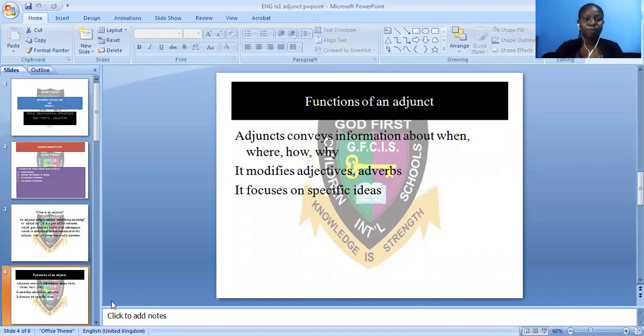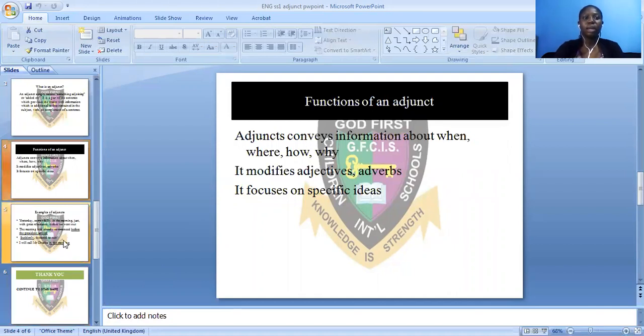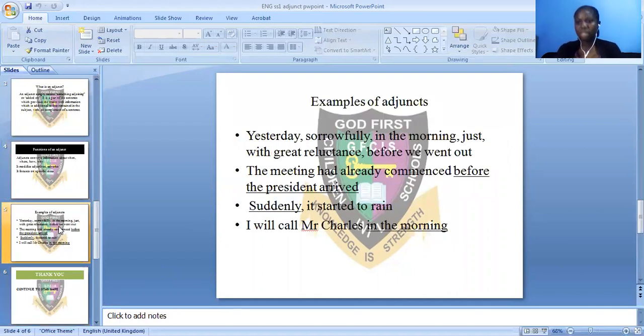All right, let's move on. Now we are moving on to examples of adjuncts. We can have adjuncts as a single word. We can have it also as a phrase. Adjuncts as single words, we have words like yesterday, sorrowfully, just, and so on. Then adjuncts as a phrase, we have words like in the morning, with great reluctance, before he went out, and so on and so forth.